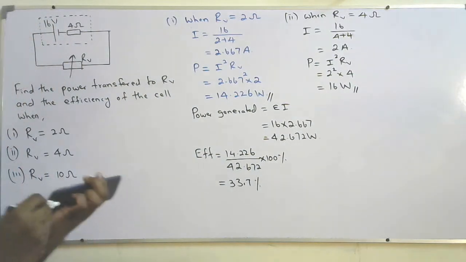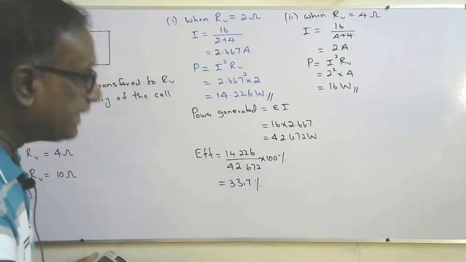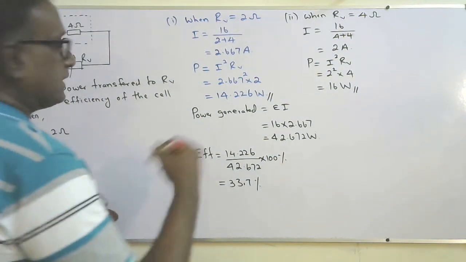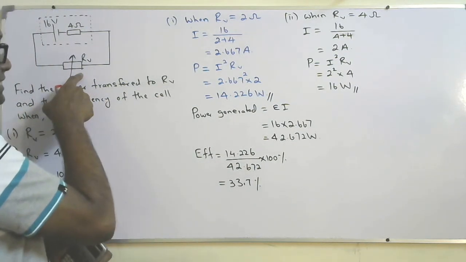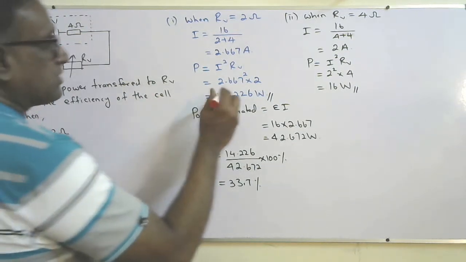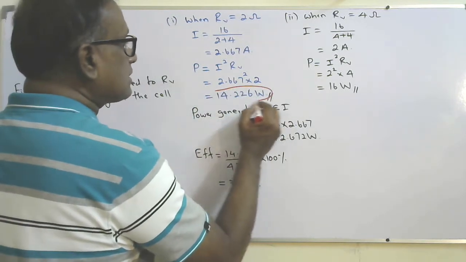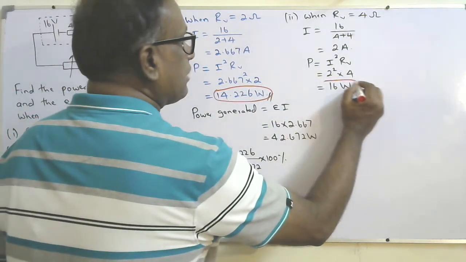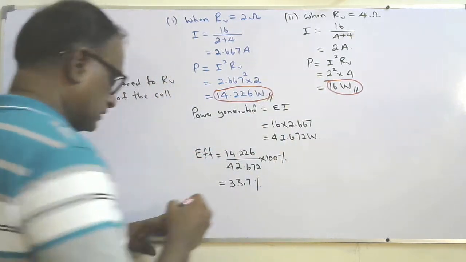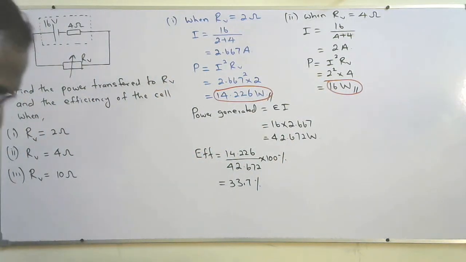So you can see that when the external resistance is lower than the internal resistance, the power is 14.22 watts. Here it is 16 watts, which is more than this one.